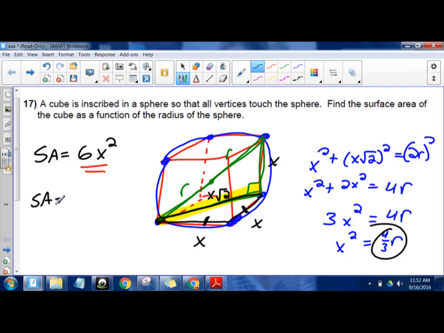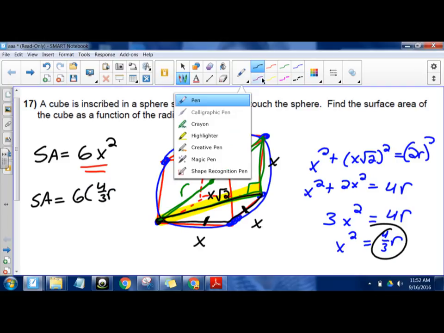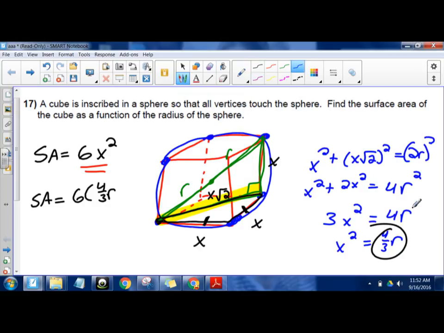So the surface area is equal to 6 times 4/3 r squared. I just noticed I dropped the square right here, so this is 4/3 r squared. And 6 times 4/3 would just be 8r squared. Okay, so hopefully that helps clear up confusion about 17.